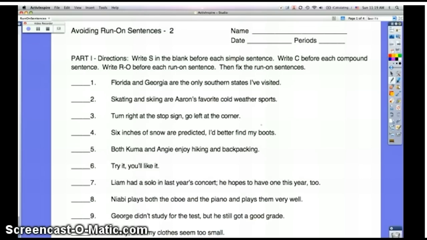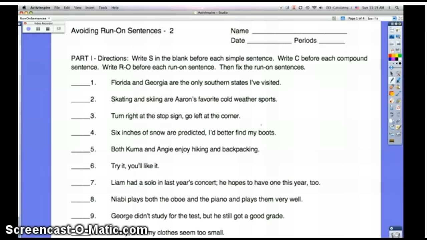Number 4, 6 inches of snow are predicted. I'd better find my boots. That's another run-on sentence. We have a comma splice. We could put 6 inches of snow are predicted, period. I'd better find my boots. That would be one way to fix it.